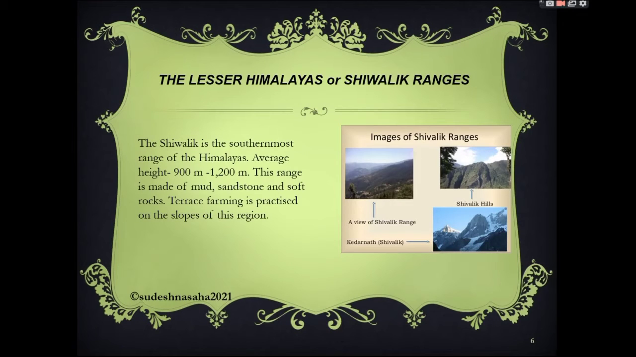The Lesser Himalayas or Shivalik ranges. The Shivalik is the southernmost range of the Himalayas. Average height is 900 meters to 1,200 meters. This range is made of mud, sandstone and soft rocks. Terrace farming is practiced on the slopes of this region.